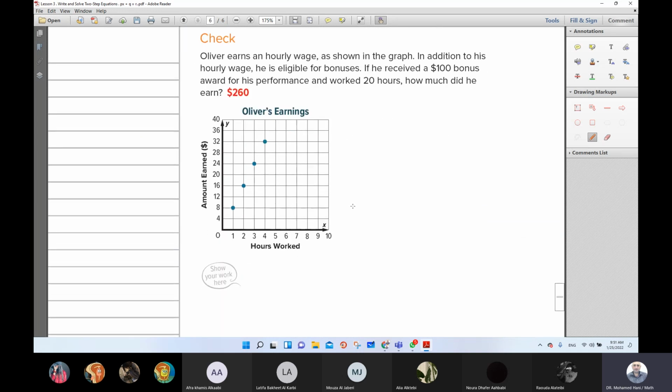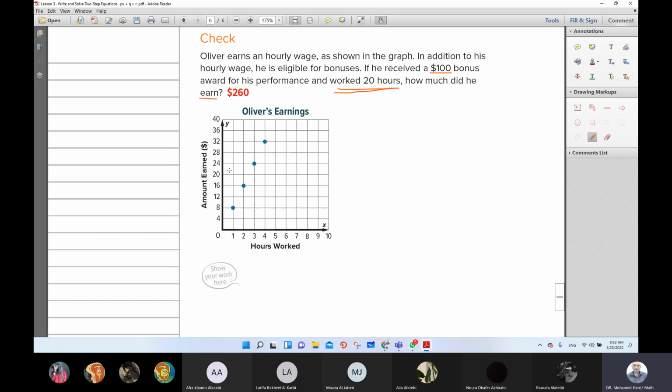Listen to this problem. Oliver earns an hourly wage, as shown in the graph. In addition to his hourly wage, he is eligible for bonuses. He received a $100 bonus award for his performance and worked 20 hours. But here, I know how many hours, but I don't know the cost per hour. How much did he earn?